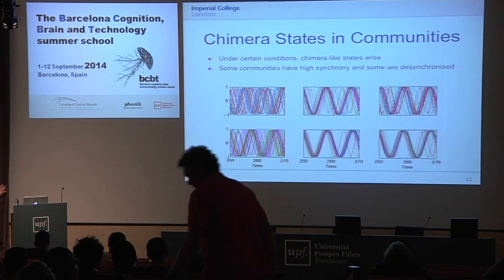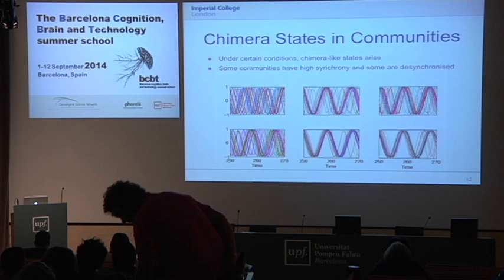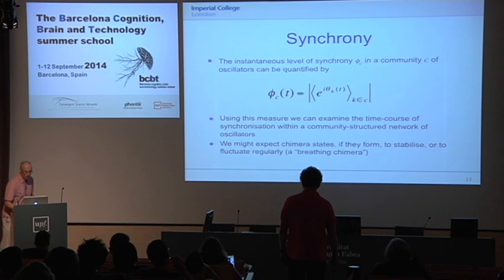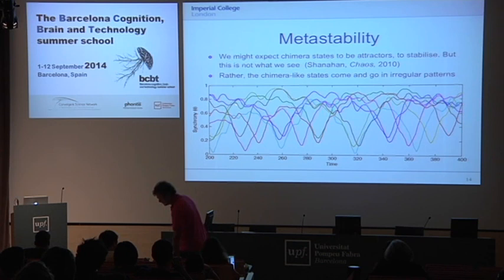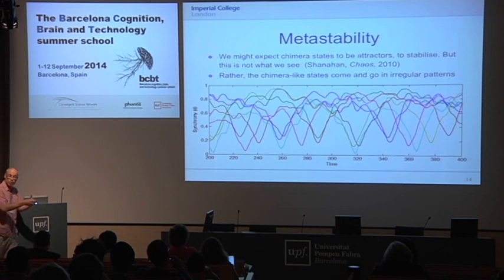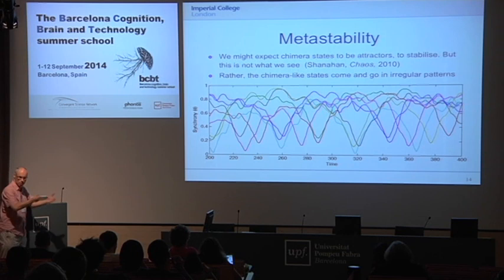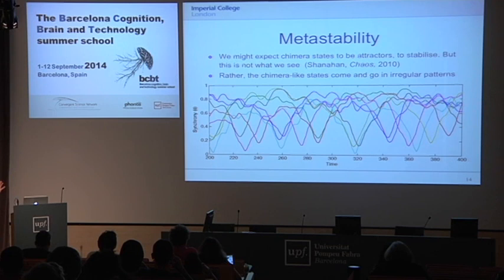It's similar to the sort of thing that was published and described before, but the interesting thing is, we can quantify synchrony. There's a standard way of quantifying the synchrony among a collection of oscillators. So I'm quantifying now the synchrony within a collection of oscillators. What this graph shows, and I'll explain it in a second, is that we might expect these chimera states that you saw previously to be attractors, a stable state, because that's what everyone had shown before. But in fact, that's not what we see. What we see is that these chimera-like states come and go. They're metastable. You get different coalitions of oscillators form and then break apart, and then another one will form and break apart, and another one will form and break apart. Now this is very cool because this is starting to approximate brain dynamics, I think, a lot more closely.